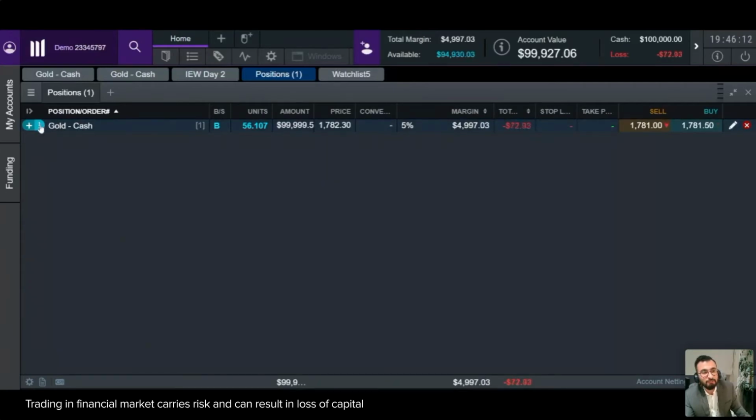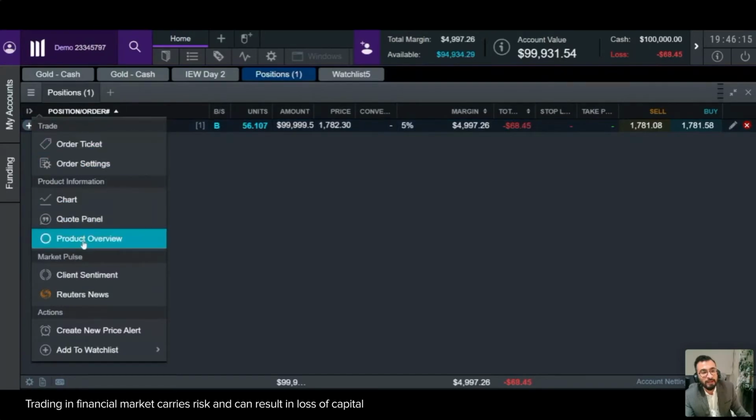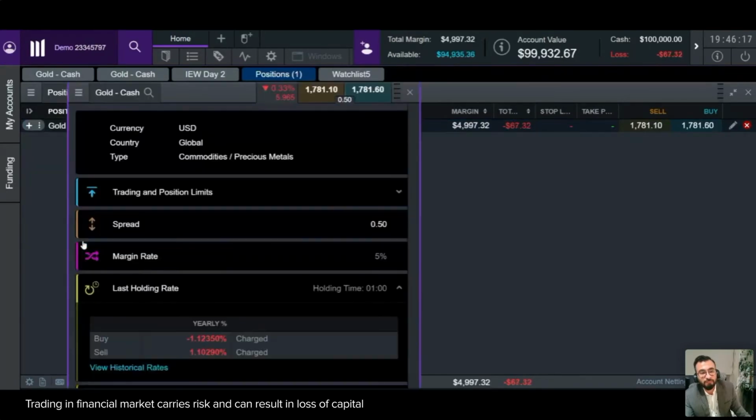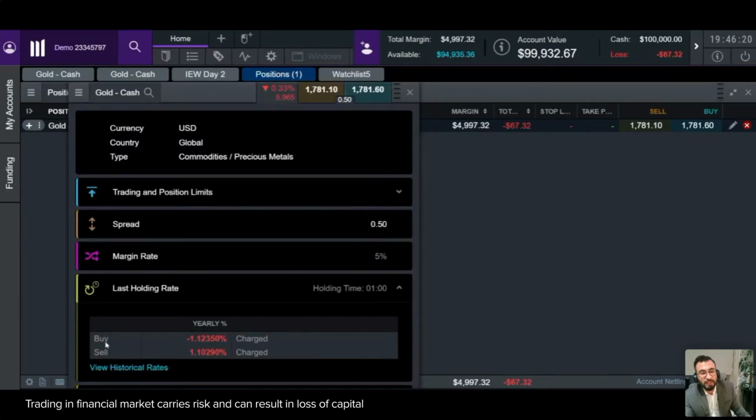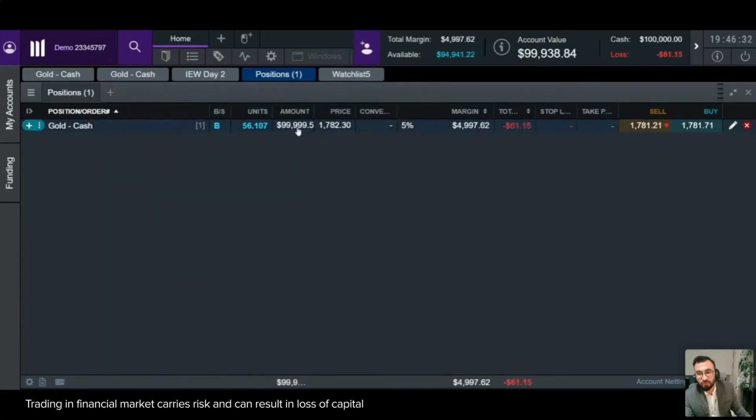I'm clicking here. Then I go on product overview. And it shows me last holding rate by minus 1.12% charged. Minus 1.12% means if I have $100,000 worth of gold, calculate 1.12%, what you saw, of the total value, divided by 365, and that is what you are charged daily. So you can do that calculation for yourself and you will get your holding cost very easily.